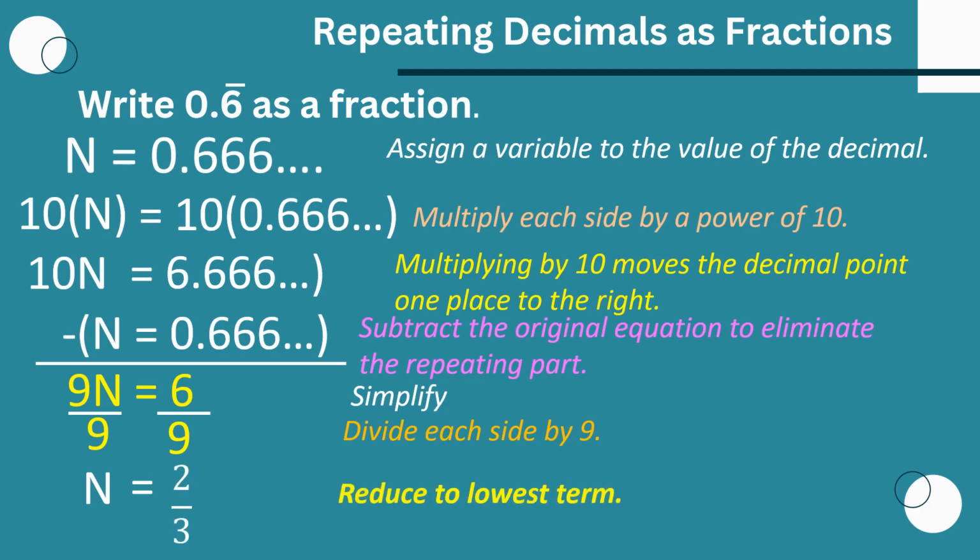So we reduce it to its lowest terms. And in this example, the fraction form of 0.6 with a bar notation on top of 6 is 2/3.